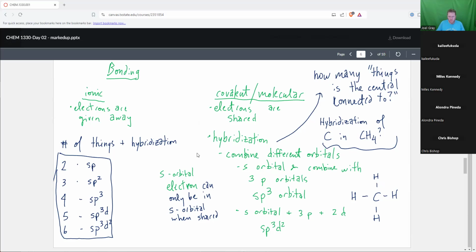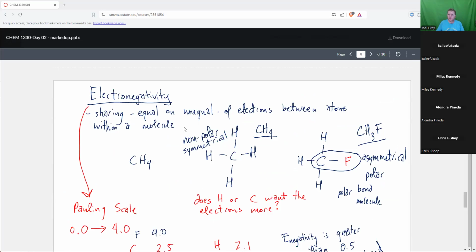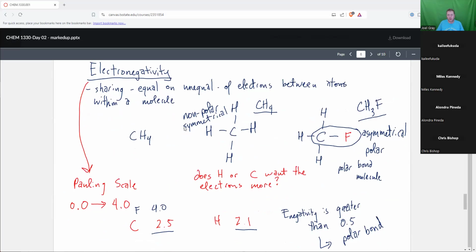Okay, we see that electronegativity down here. This is on the 8th slide. Electronegativity, sharing equal or unequal between atoms or within a molecule. Then let's see, what else do we have? Ionic and okay.